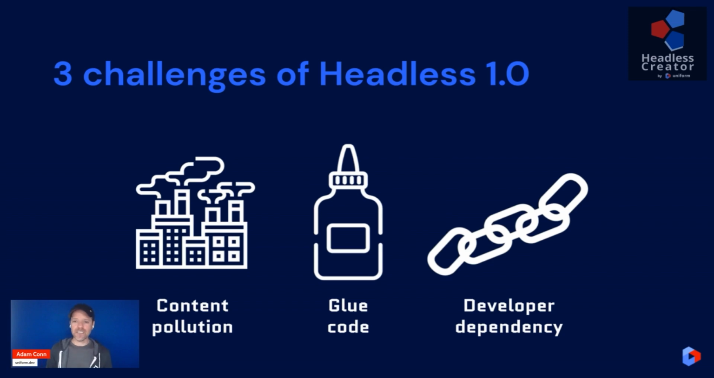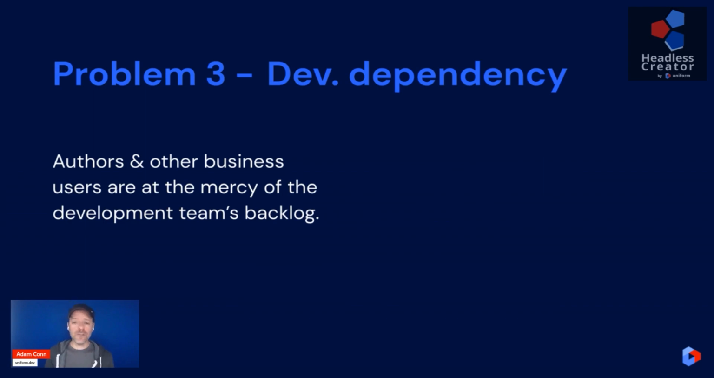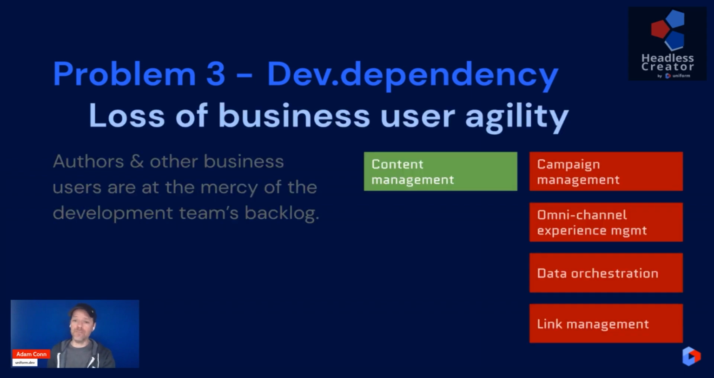So then the next and last challenge that I want to talk about is developer dependency. Authors and other business users are really at the mercy of the development team's backlog. And this is just a natural consequence of the Headless 1.0 approach being very developer-centric. And the result is that the business users lose their agility, and the kinds of tools and capabilities non-developers are used to having from the previous systems that they were using, like the DXPs and the monolithic CMSs, aren't available. So then they have to ask developers to do this work, which really reduces the ability for these business teams to be able to execute quickly.